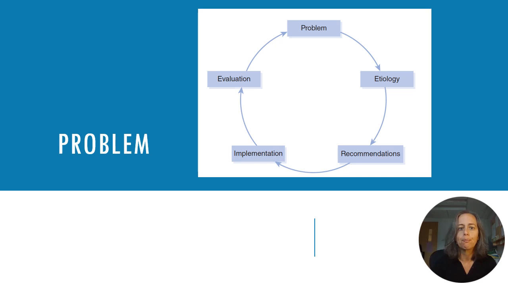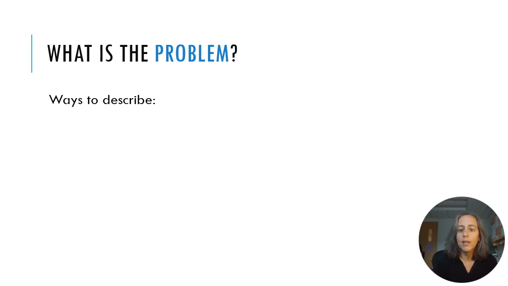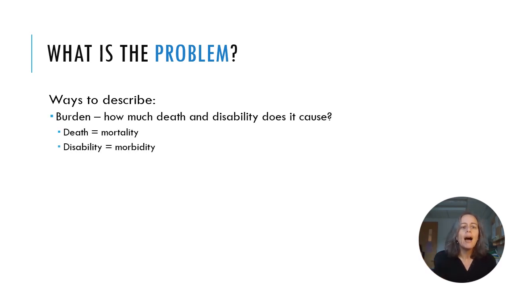Okay, so now we're going to get started with how do we characterize the problem? How do we use data to understand what is actually happening? So what is the problem? The main ways that we're going to describe a health problem or a disease, you'll see the book often uses the term disease. I wish they would use condition, but health problem, what is the problem? So what is the burden, right? How much of a problem actually is it? So how much death and disability does it cause?